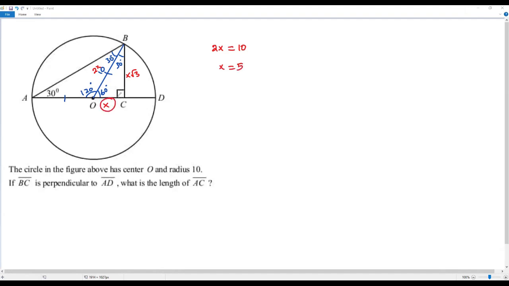Okay, here I got the value of x, that is 5. We can replace this x by 5. Here I got the length of this line segment OC, that is 5. Already we have the length of this line segment AO, that is the radius, that is 10. Our aim is to get the length of the line segment AC. For that we have to add this 10 and 5. 10 plus 5 equals 15. Therefore, the length of the line segment AC is 15 units.